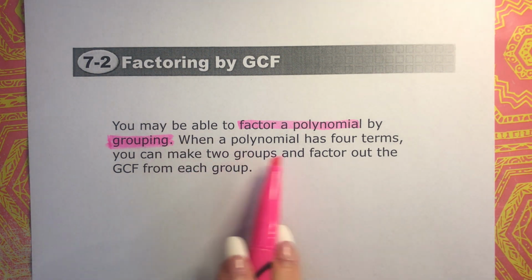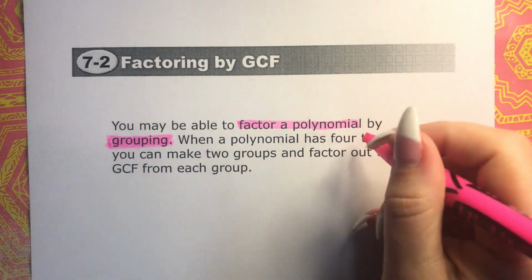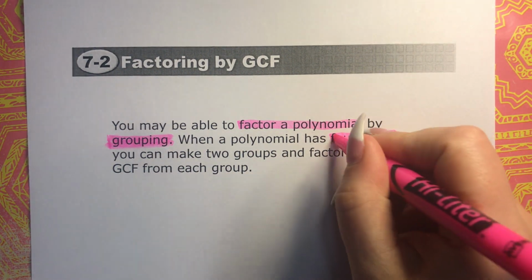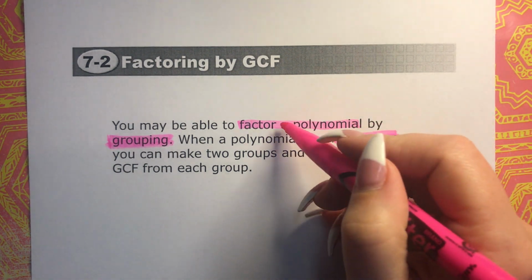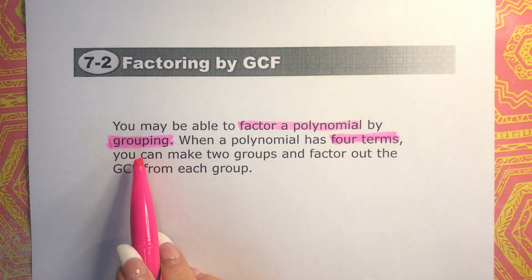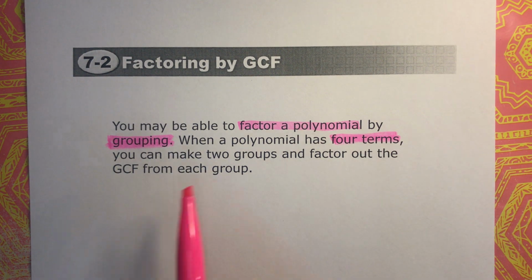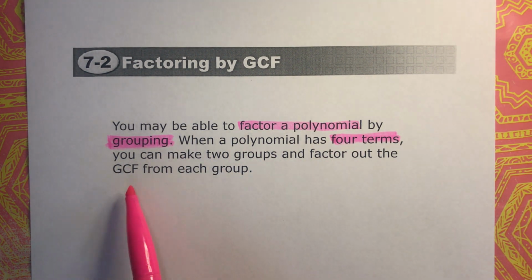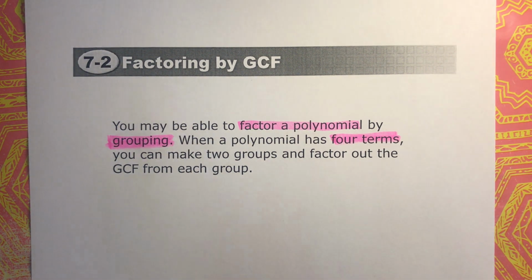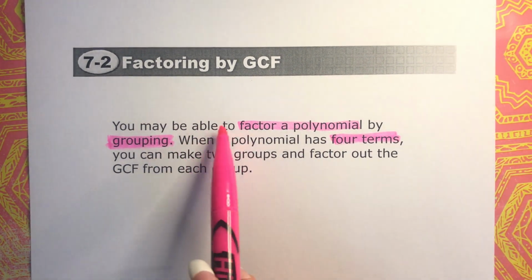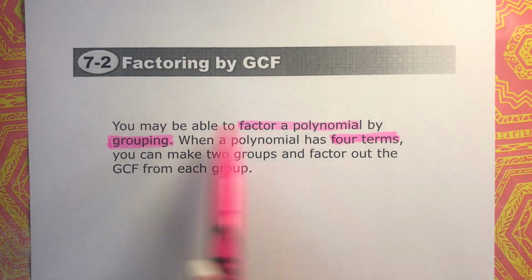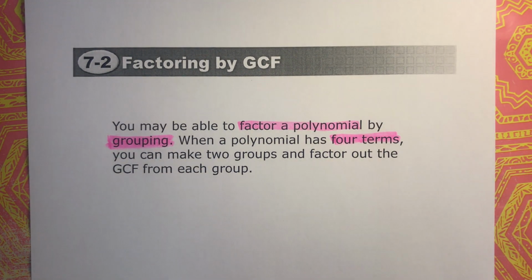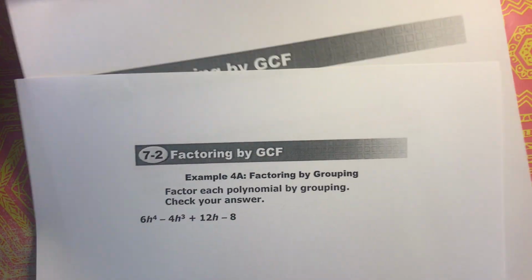When a polynomial has 4 terms, that's the biggie, you're going to factor a polynomial by grouping. When a polynomial has 4 terms, you can make 2 groups and factor out the GCF from each group. The big thing here is, in order to factor a polynomial by grouping, it has to have 4 terms. All right, so let's look at a couple examples.